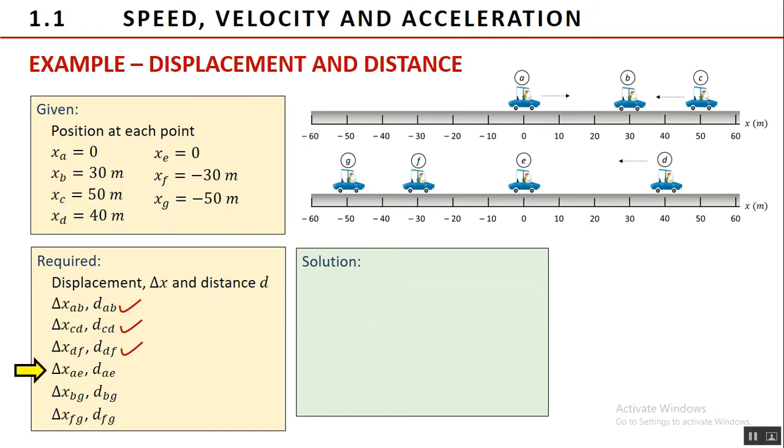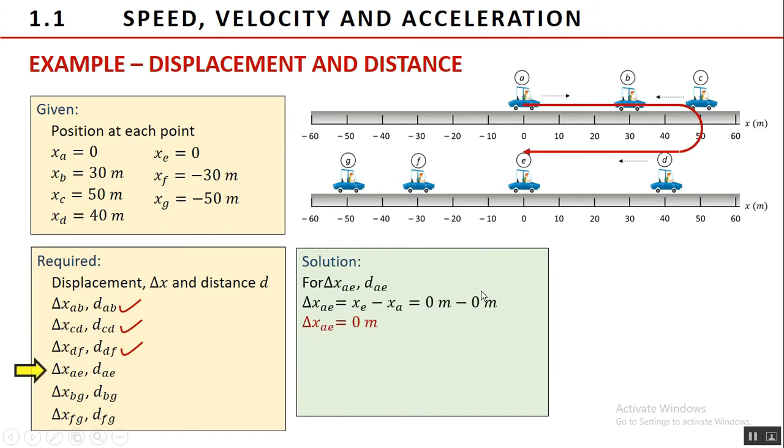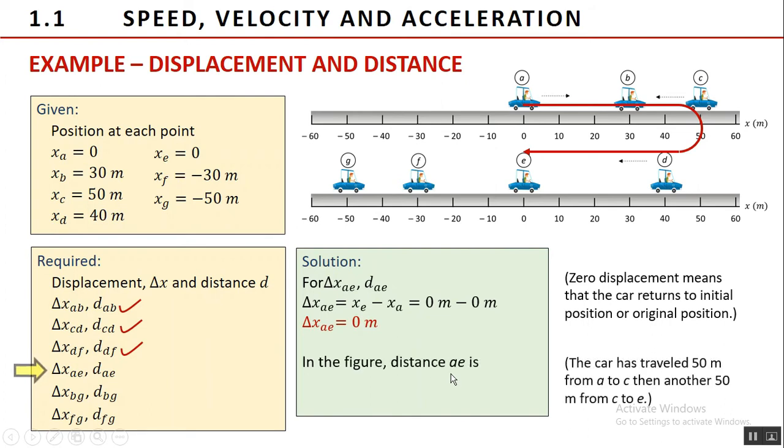Now if we take a look at the figure, the positions of the car at points A and E are the same and that is 0, therefore the displacement is 0. Remember that a 0 displacement means that the object returns to its initial or original position. However, the distance traveled is not 0 because the car has traveled 50 meters from A to C, then another 50 meters from C to E. Hence, the total distance traveled from point A to point E is 100 meters.